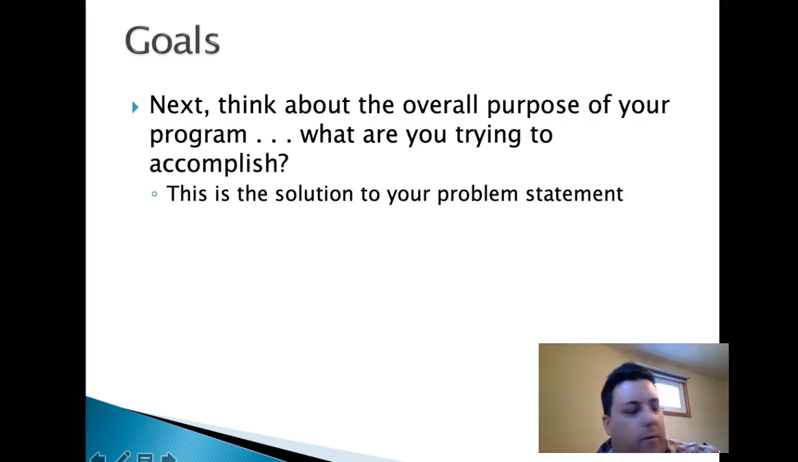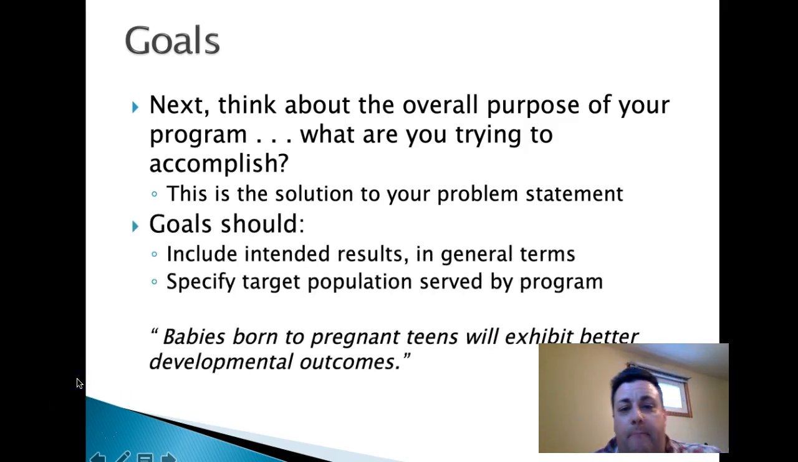So the goals, which is that box that existed underneath the problem statement, is the solution to the problem statement. If we use the example from the previous slide, the goal we might articulate would be: babies born to pregnant teens would exhibit better developmental outcomes. Notice in this example we're focusing on the latter of the two problems. Some people might argue that the better solution would be to change teen pregnancy, but that doesn't help the infants who would be born now, because that would take some time to change.